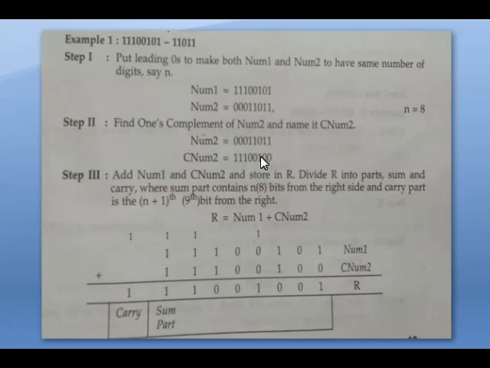Then what do we have to do? We have to add number 1 and C num2. These two numbers we are going to add, find the sum, and store the value in R. So first, we are going to add the numbers. The first number is 1, 1, 1, 0, 0, 1, 0, 1. What is C num2? 1, 1, 1, 0, 0, 1, 0, 0.